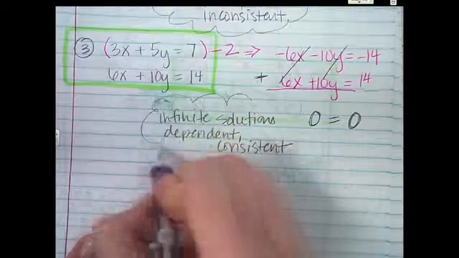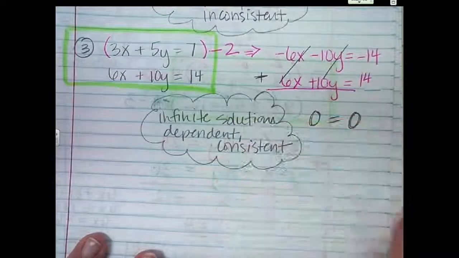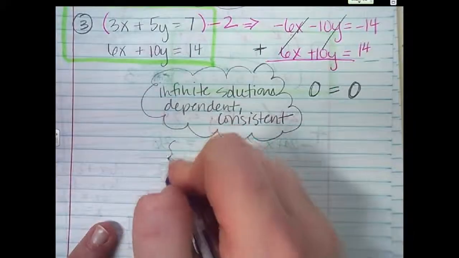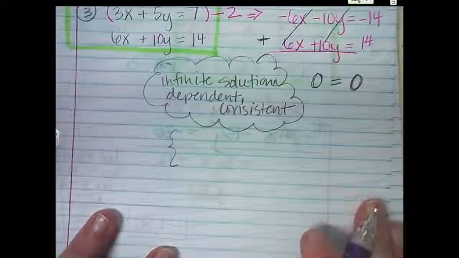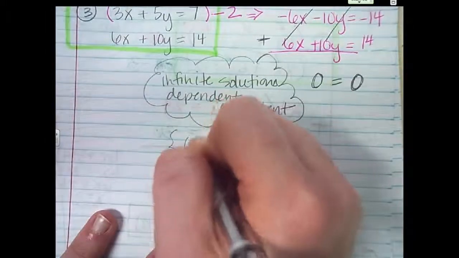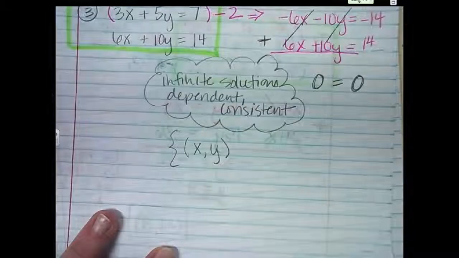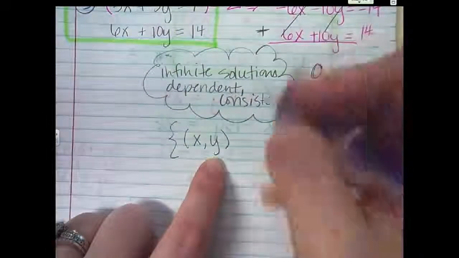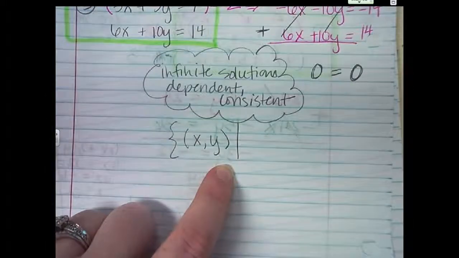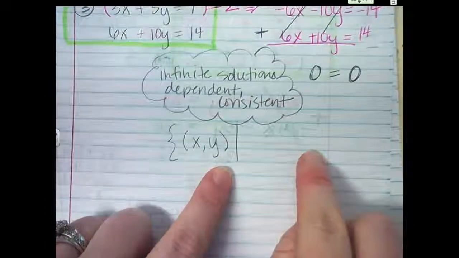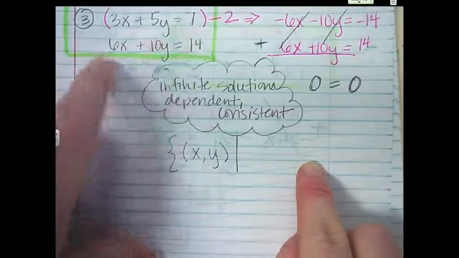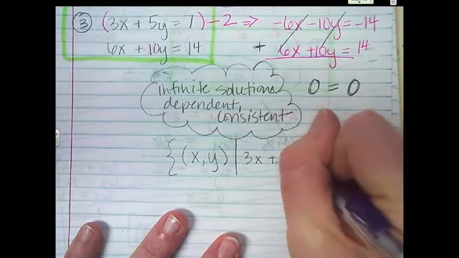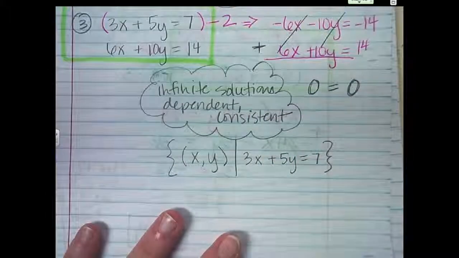Okay, here's the part I forgot about yesterday. I want you to write it here and we can go back and put it in your notes from yesterday. If you get dependent and consistent, we actually use set builder notation to write our answer. Instead of just an x here though, we have x, y, because we're talking about solution to an equation. So we say x, y, you put your line, and then I just put my equation here. In this case, these two equations would end up being the same if you got them in slope-intercept form. So I'm just going to put 3x plus 5y equals 7.